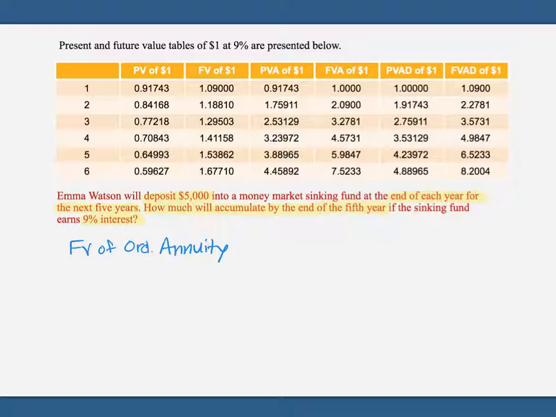So we want to know what that total amount is going to be. So we're solving for the future value of these ordinary annuities. And just like the last problem, we set up our equation. That's equal to the payment times the future value of an ordinary annuity factor. And that's going to be N equals 5, because it tells us deposits will be made for the next 5 years. And again, interest is 9%, which we're told in the problem as well.